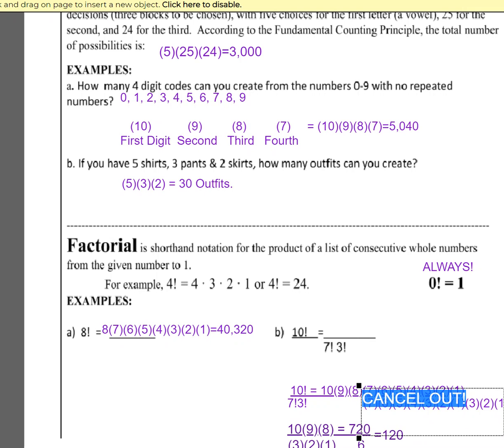And then all we're left with up top is 10 times 9 times 8. And on the bottom was 3 times 2 times 1. So then I simplified it out. 10 times 9 times 8 is 720. 3 times 2 times 1 is 6. 720 divided by 6 is 120. So 120 is equivalent to 10 factorial divided by 7 factorial times 3 factorial. So it's all about simplifying.